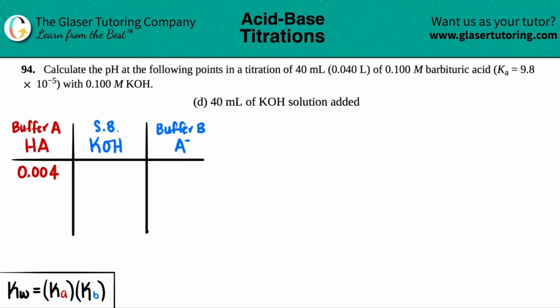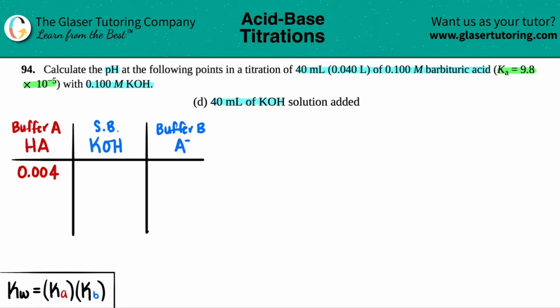Number 94. Calculate the pH at the following points in a titration of 40 mL, which is 0.040 liters, of a 0.100 molar barbituric acid solution. They gave us a Ka value of 9.8 times 10 to the negative fifth, and we're titrating it with 0.100 molar potassium hydroxide, which is KOH. And now we're at letter D. So in this case, we are adding 40 mL of the potassium hydroxide solution.